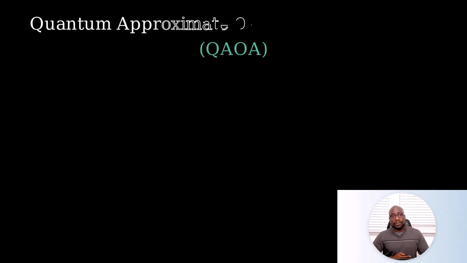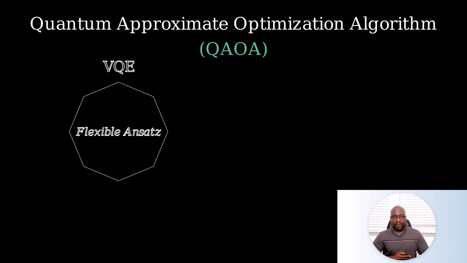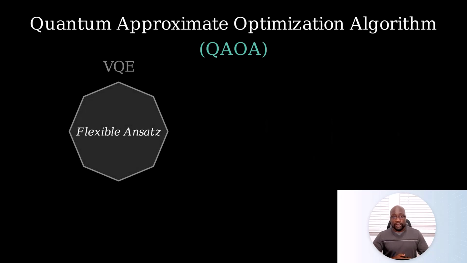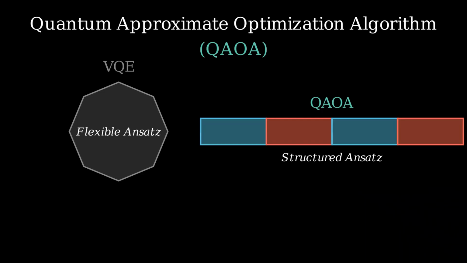We have just seen how VQE solves the combinatorial optimization problem by using a flexible ansatz and iteratively optimizing its parameters. Now let's explore a different approach, the quantum approximate optimization algorithm, also known as the QAOA. QAOA is based on the variational quantum algorithm framework, just like VQE. But while VQE gives you freedom to design any ansatz you want, QAOA uses a very specific structured ansatz that's particularly well suited for combinatorial optimization problems like MaxCut.